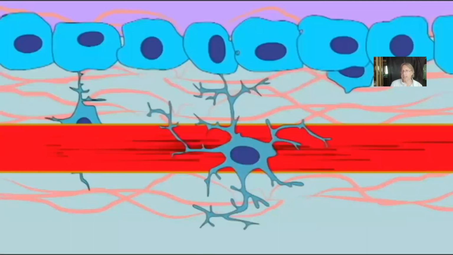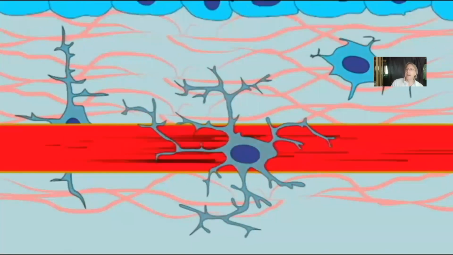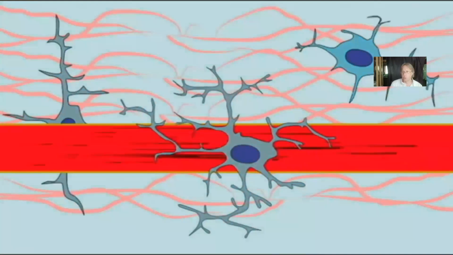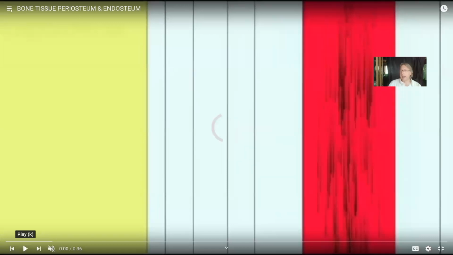Obviously, it can grow, and as it grows, osteoblasts can get converted into osteocytes. The collagen from neighboring tendons and ligaments can get incorporated as well, and the bone can grow around blood vessels.